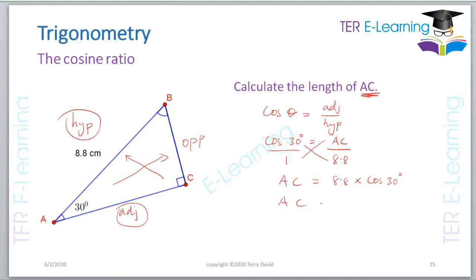So therefore, AC is equal to, and you're going to work that out. So that is 8.8 multiplied by cos 30. And you're going to get 7.62 centimeters as the answer. Alright? So let me see what you all are getting. Alright, so you're getting 7.62. Please do not round off your answer to 8. Right? 7.6 could be your answer or 7.62.